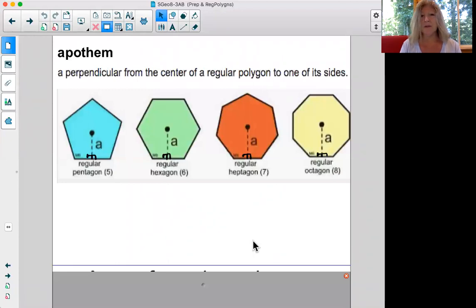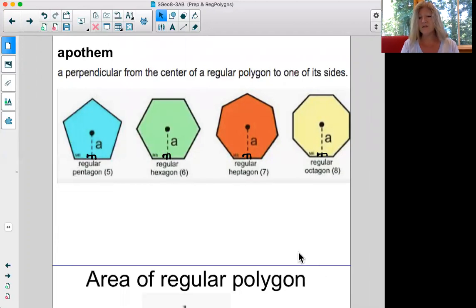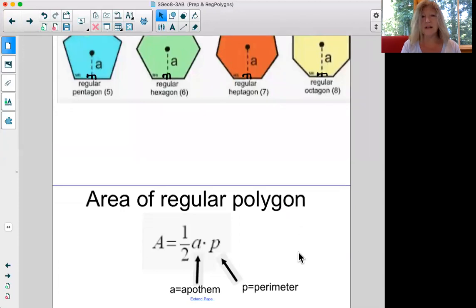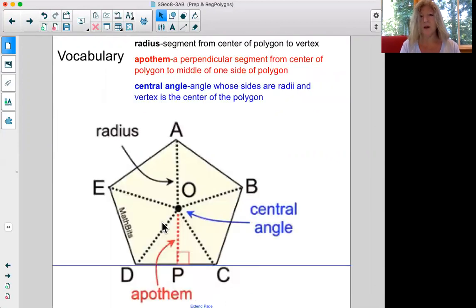The next vocabulary you need is apothem, which is a perpendicular segment from the center of the regular polygon, making a right angle with one of the sides. And notice if you have a five-sided shape, you could have five of them because you could make a right angle with any of the sides. If you have six sides, there are six possible apothems. And that's really important because when we get to the next video, you'll see that you need that length in order to use the formula for the regular polygons.